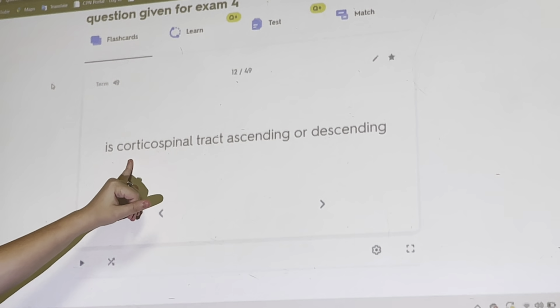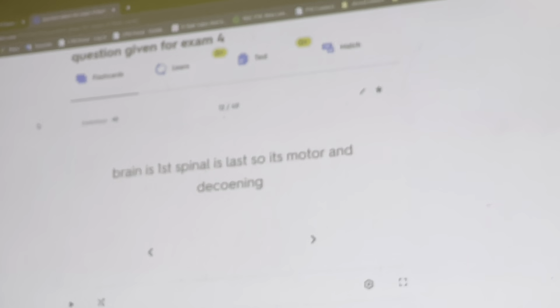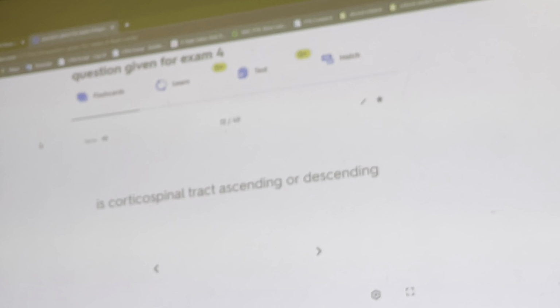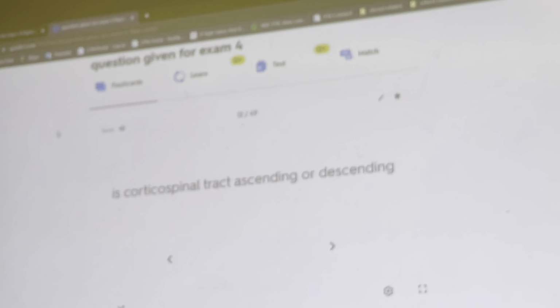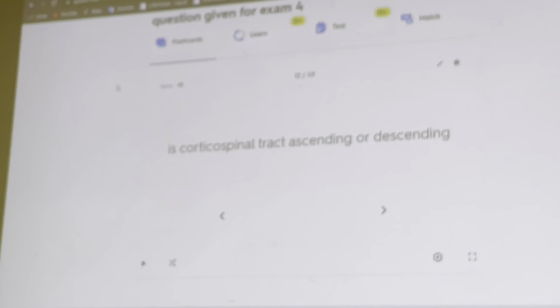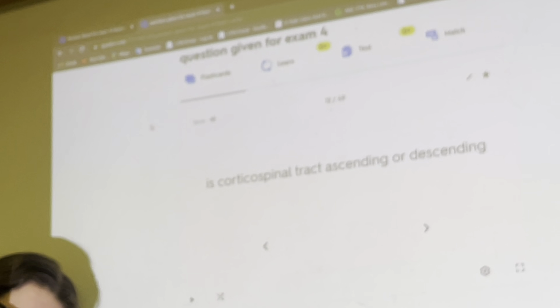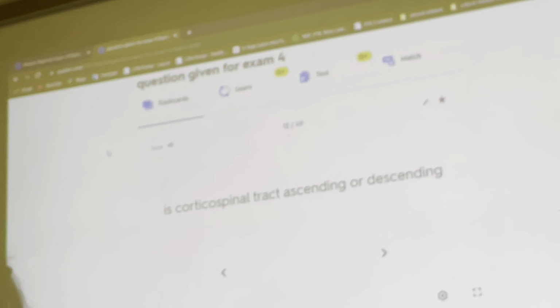Is the cortical spinal tract ascending or descending? So with this one, brain is first, and then spinal is the second part. So that means it's going from the brain to the spinal cord, which is descending.